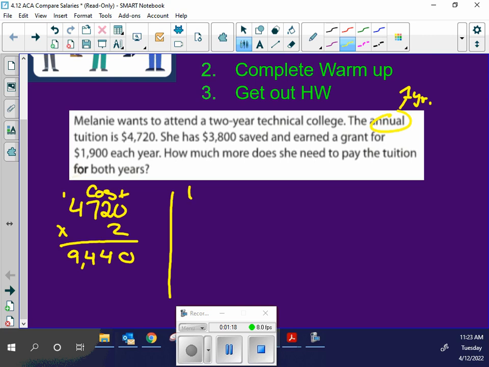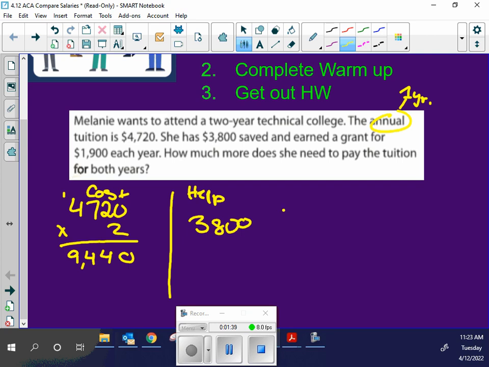We need to figure out all the help she is getting. So more money that she has saved up. It says that she has 3,800 saved up. Do we need to multiply that? No, because savings doesn't multiply each year. It's just a flat value. Okay, and then $1,900 in grant, we need to multiply by 2.